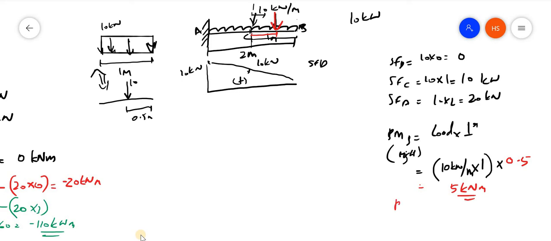Now what is the bending moment at A? Bending moment at B is 0. Bending moment at A means at this point, what is the bending moment? So again I am drawing once more. I will draw. This is my load.